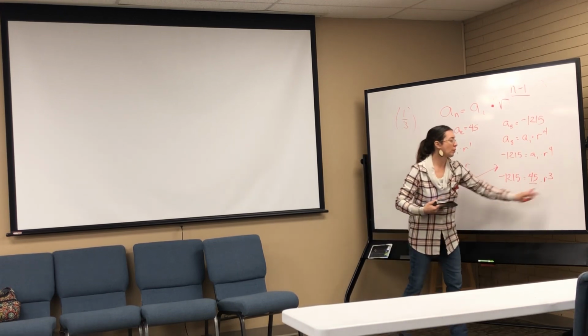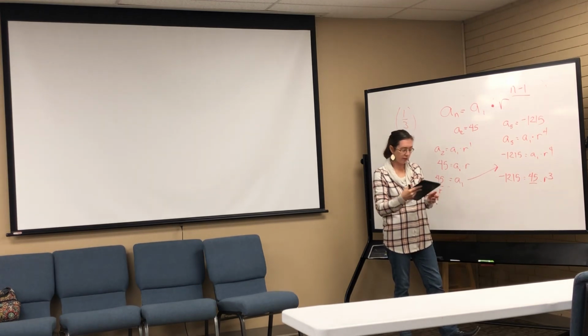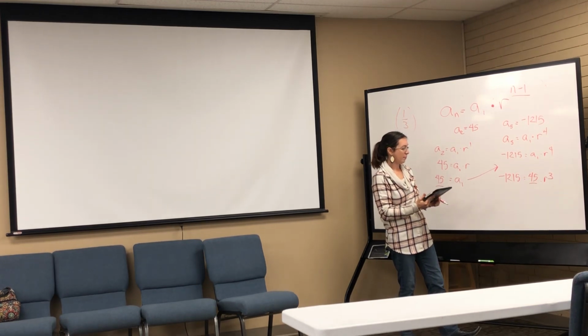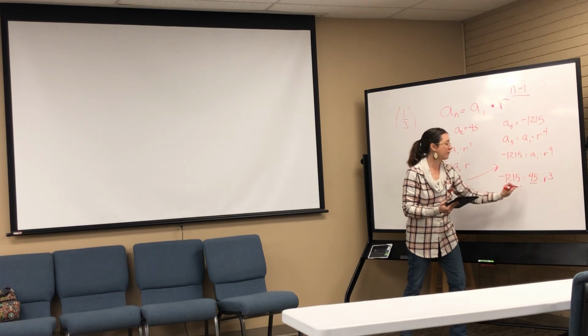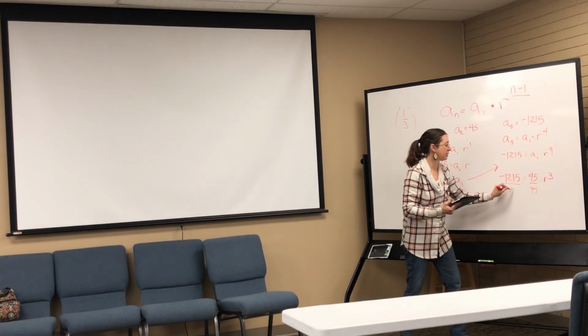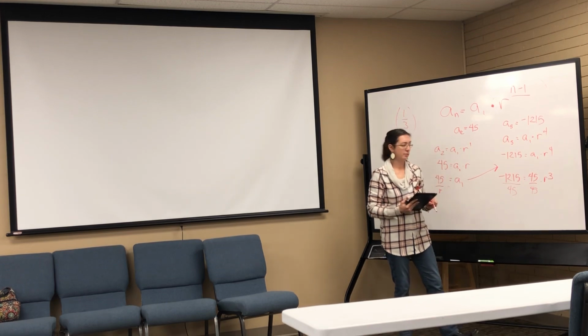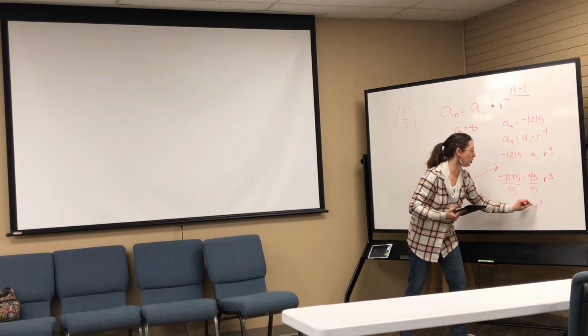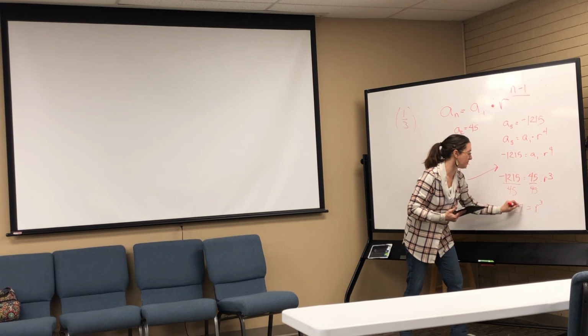Okay, now r wants to go to the movies by himself. Who do we get rid of? 45. How do we get rid of him? Divide both sides by 45. Right? So now I have r cubed equals negative 27.